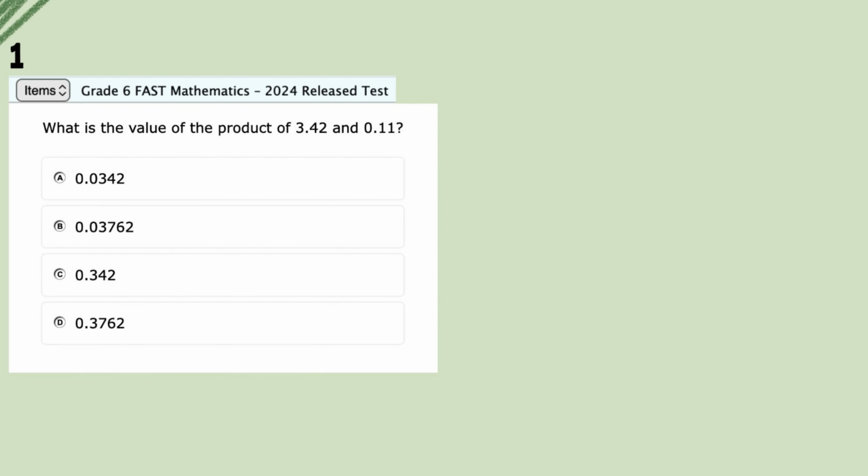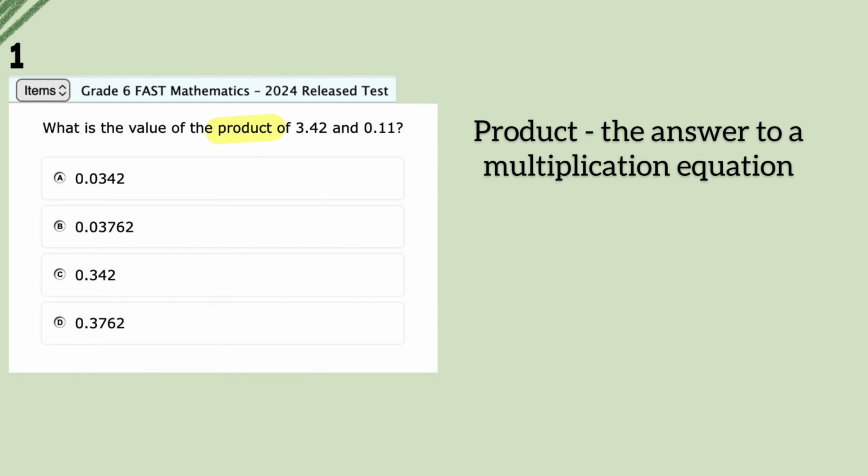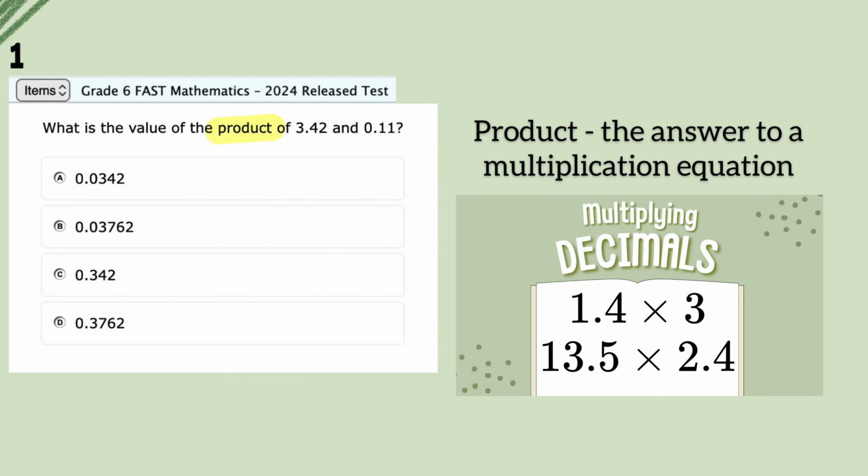Question 1. What is the value of the product of 3.42 and 0.11? The important word here is product. Product means the answer to a multiplication equation. Now we know that we're multiplying. What are we multiplying? Decimals. That comes with a strategy.